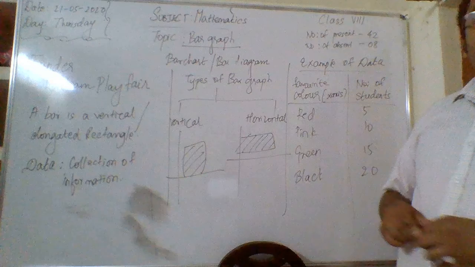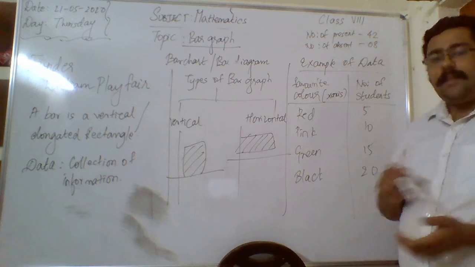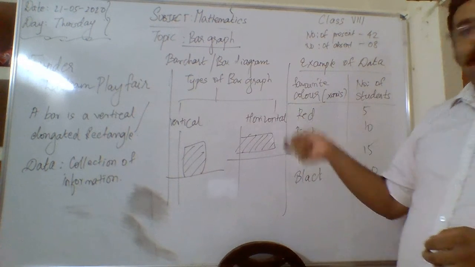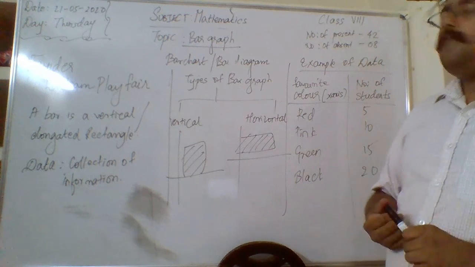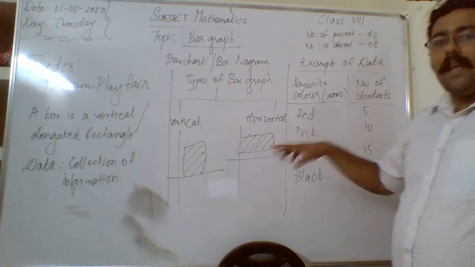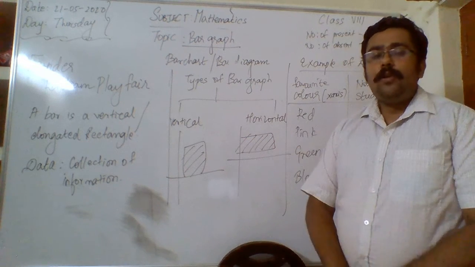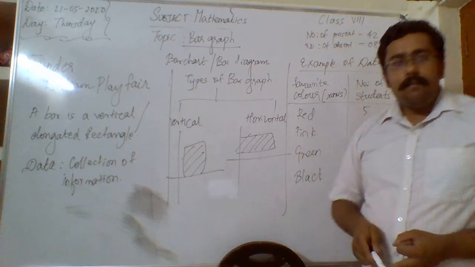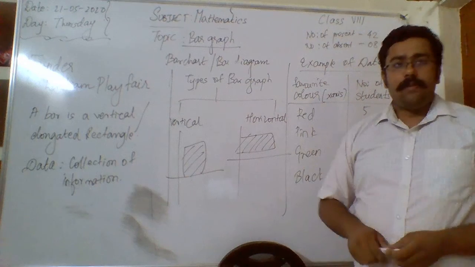So finally I am concluding this session on bar graph. First I taught you what we mean by bar: a bar is nothing but a vertical or elongated rectangle. Then I told you what is data, a collection of information. Then the founder of the bar graph is William Playfair. Then I gave an example of data. Then I told you the types of bar graph. So today we have learned what is data, example of data, what is a bar graph, who is the founder, and finally the types of bar graph.